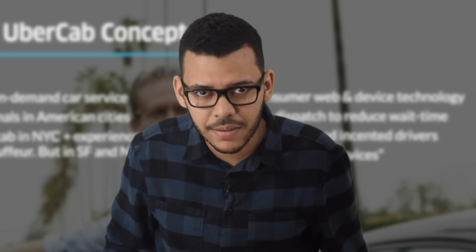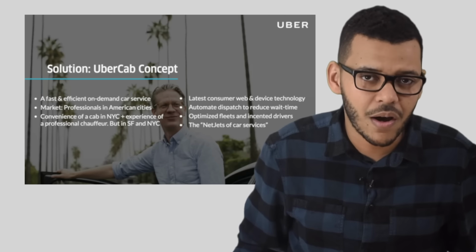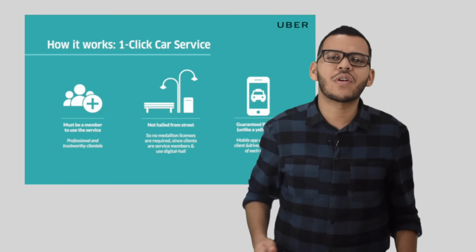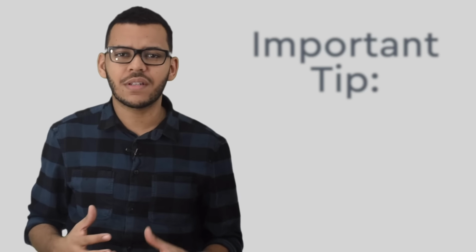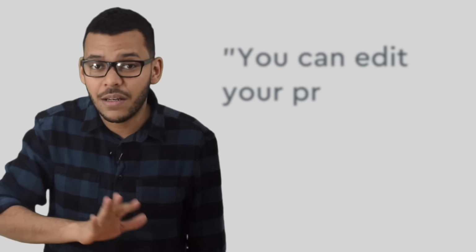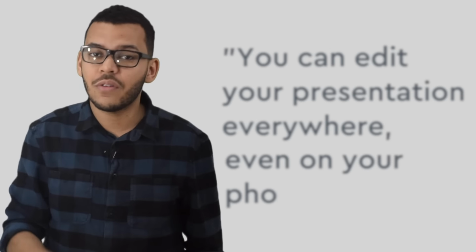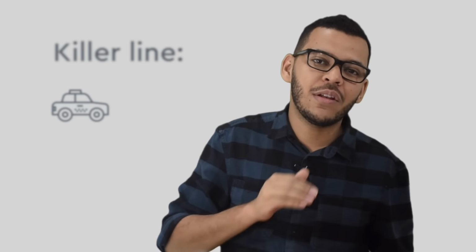The solution slide. The solution is quite obviously you and your company and your product. Mention 3 or 4 core functions of your product and how they address the problems you just talked about. One important tip here is to, once again, avoid tech jargon. Think of benefits instead of features. Instead of saying, we have a fully responsive editor, rephrase that to, you can edit your presentation everywhere, even on your phone. This is a killer line right here. The convenience of a cab in New York City plus the experience of a professional chauffeur.